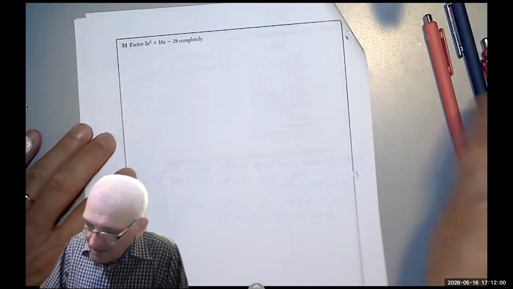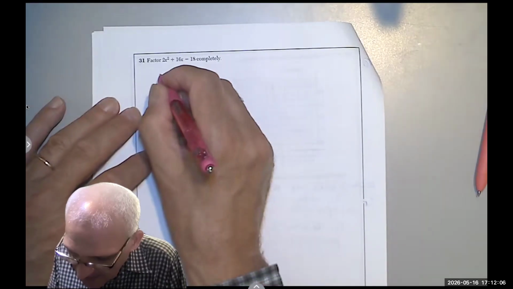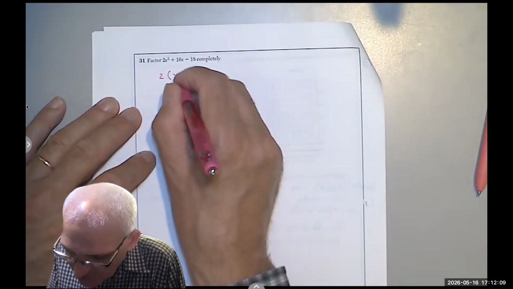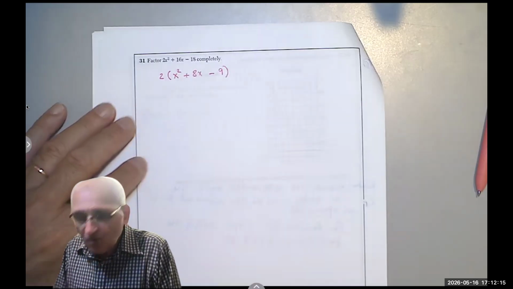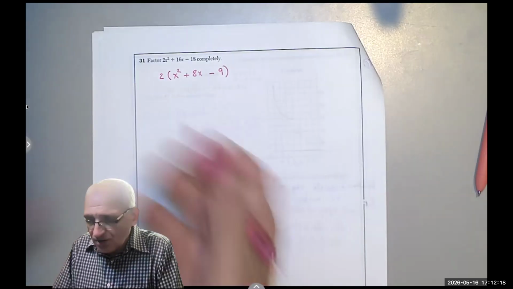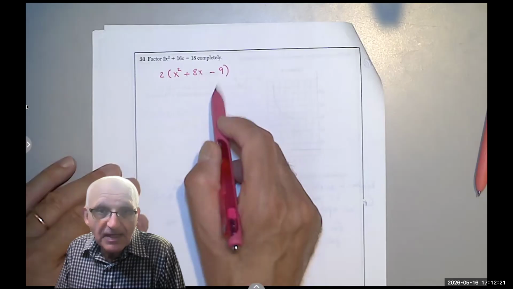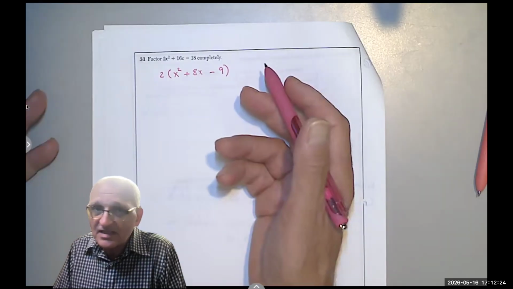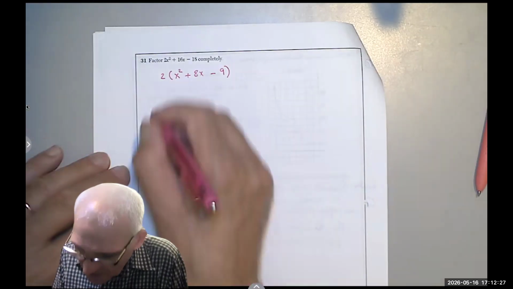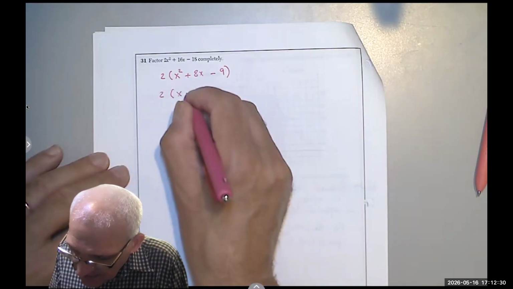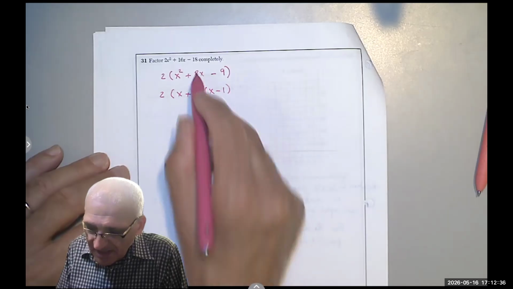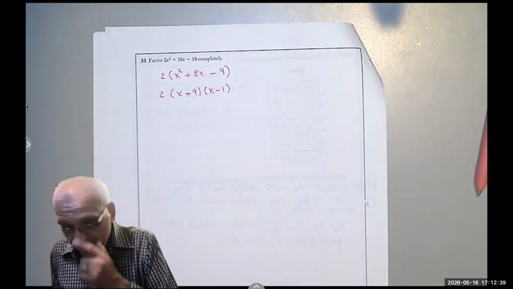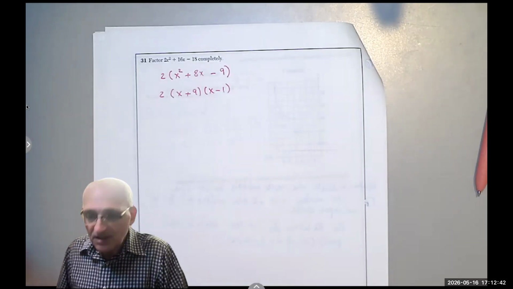Number 31. Factor 2x squared plus 16x minus 18 completely. First of all, I can factor out a 2, and that would make it x squared plus 8x minus 9. You can use the quadratic formula, or you can factor, because you need two values that multiply to -9 and add to +8. So that's definitely +9 and -1. So it's so easy. You can say x plus 9 times x minus 1. So now 9 minus 1 is 8, and 9 times -1 is -9. And that's it. It doesn't take 5 seconds.